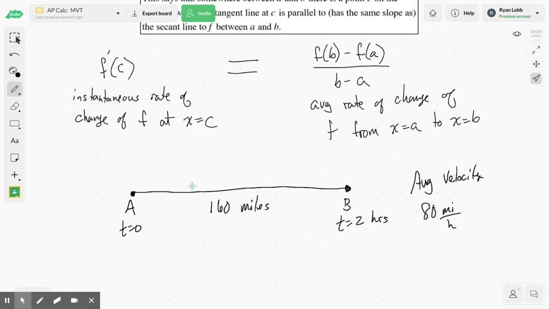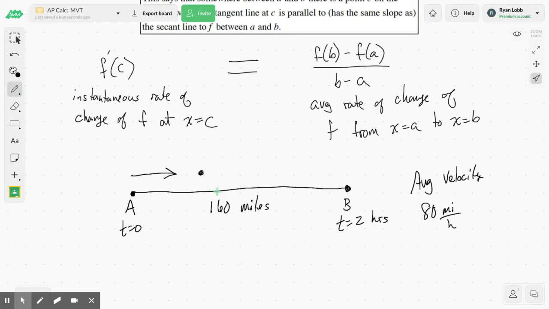Now, by the mean value theorem, the function, our process of driving from point A to point B, is a continuous one. In order to get from point A to point B, I have to go through every point in between. I can't jump over any of these points. And also, it's differentiable, because differentiable would mean that at any given point as I'm driving along, if I look at my speedometer, there's going to be some rate of change.